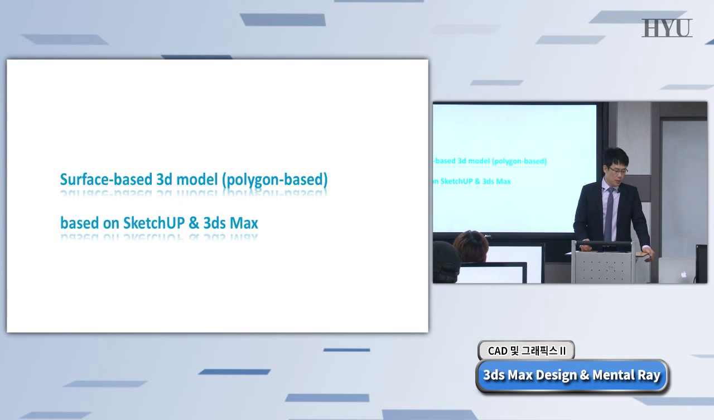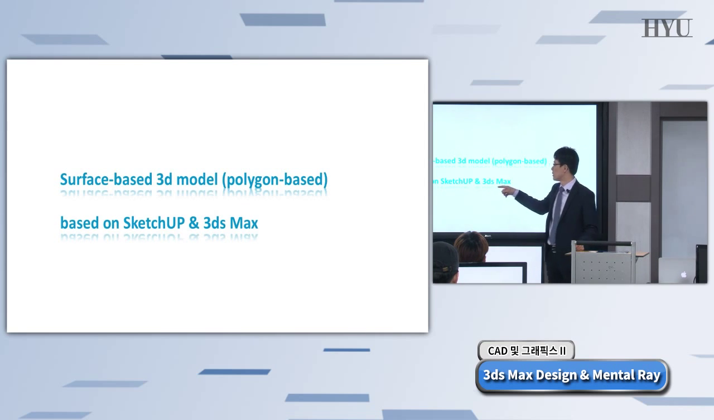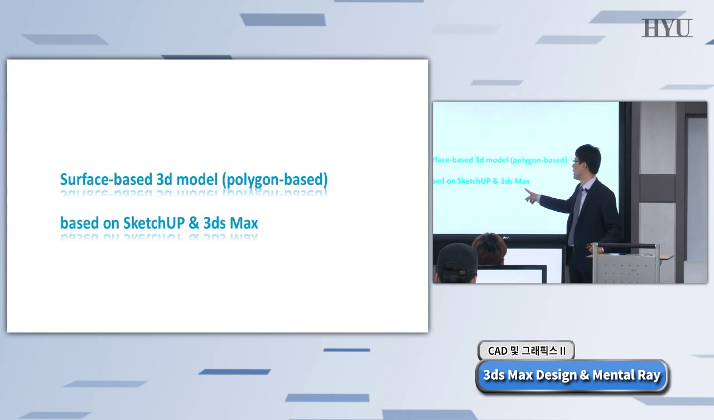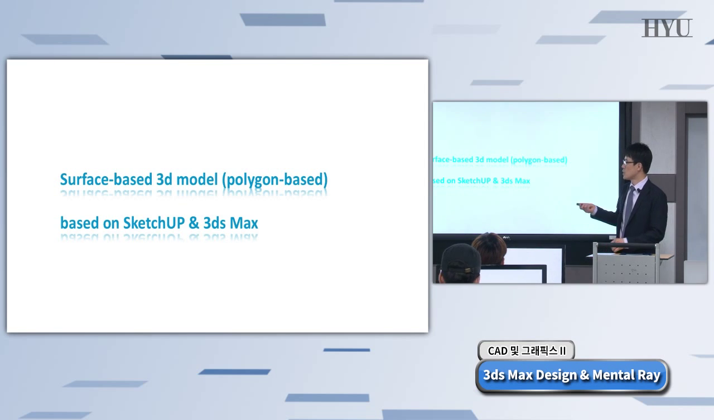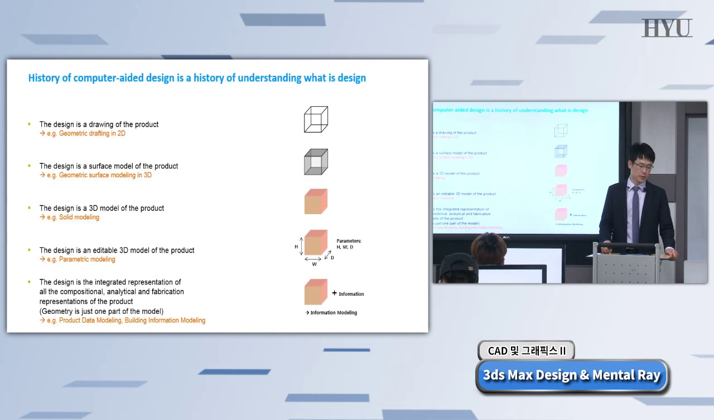Surface-based 3D model, in other words, sort of polygon-based, okay? You are very good at using SketchUp, I think. And now we are handling 3D Max design. They are all under that category, surface-based 3D model, okay? As you know, this is a well-known one-slide overview of the history of computer-aided design.